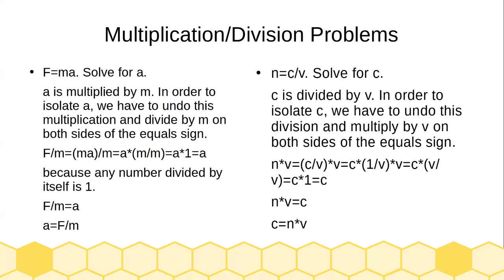On the other side, for division, we have n equals c divided by v. So c is divided by v. In order to isolate c, you have to undo the division and multiply by v on both sides. So you take n times v equals c divided by v times v equals c times v over v equals c times 1 equals c. So n times v is equal to c.